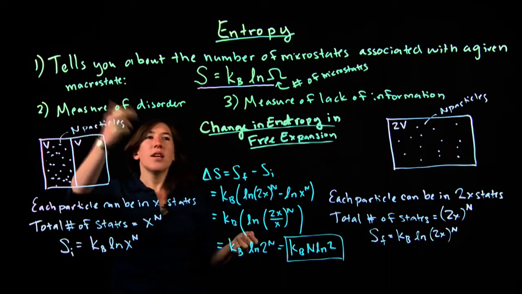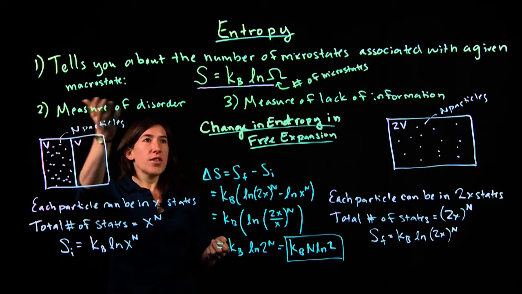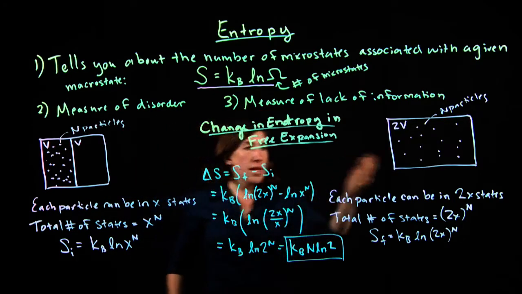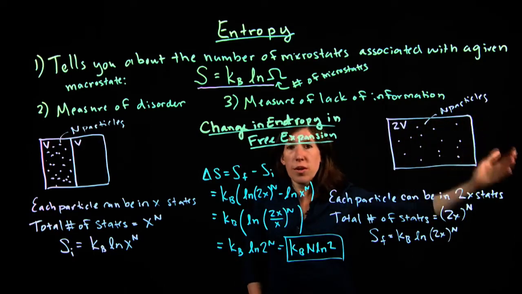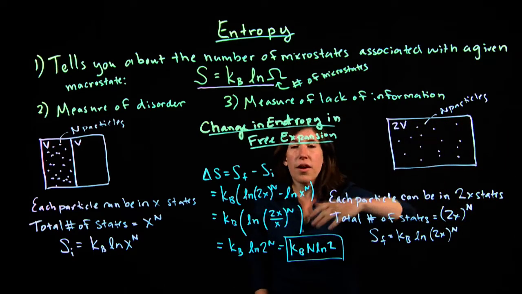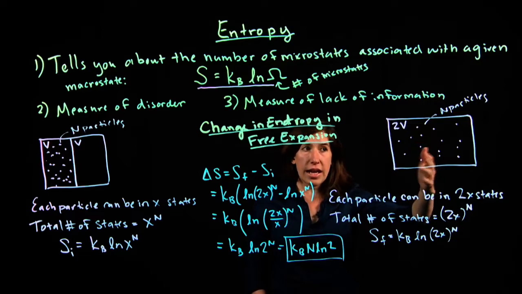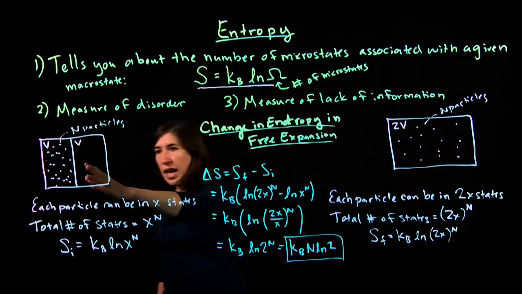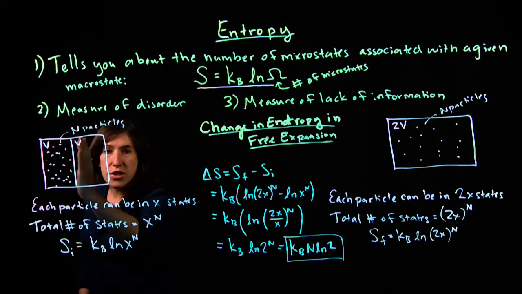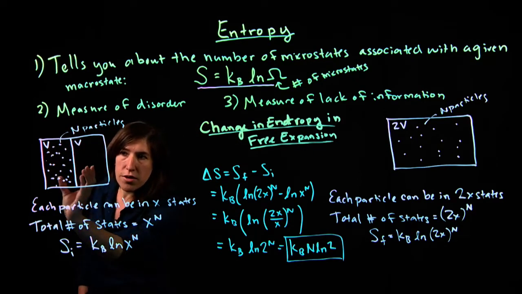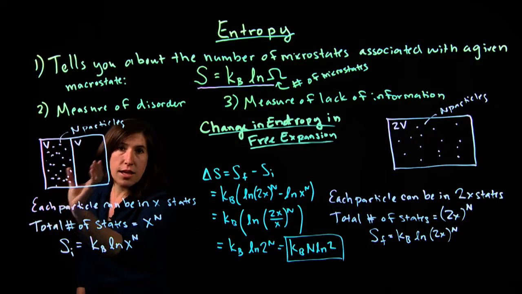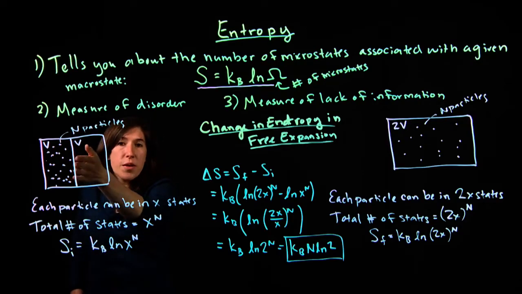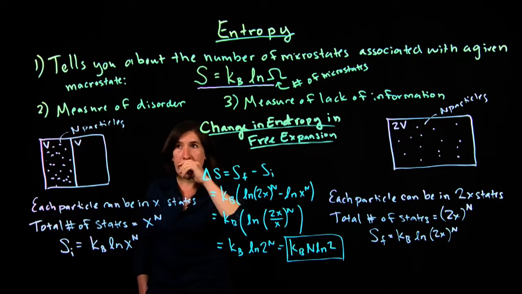So the first one is sort of automatic, right? It tells you about the number of microstates associated with a given macrostate. So in this final state, there are more locations for the particles to be in. There are more microstates associated with the macrostate of having the particles spread throughout. Whereas on this side, because the particles were constrained, the macrostate was that particles were only on half of the box. That was our macrostate. That means there are fewer microstates because there are fewer possible places for the particles to be in.